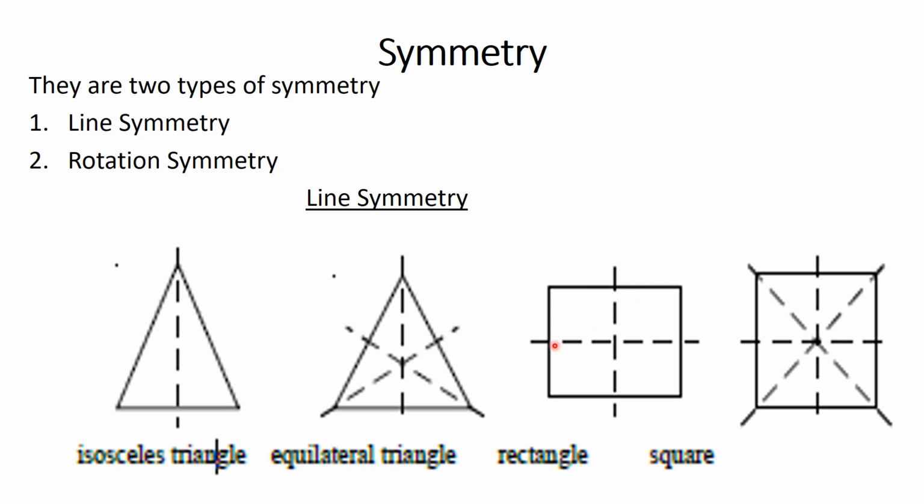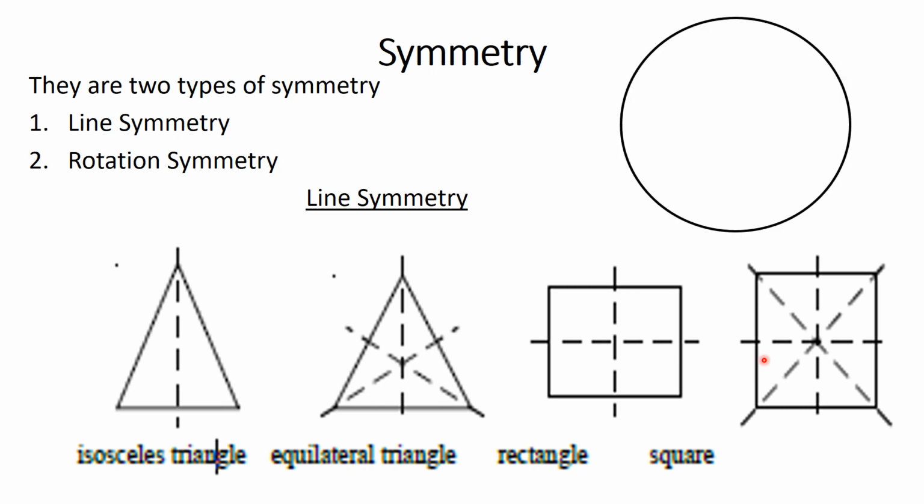So these have the same length and these have the same length, but this and this don't have the same length. But for a square, all the sides have the same length. So this and this have the same length. That's the difference between a rectangle and a square.